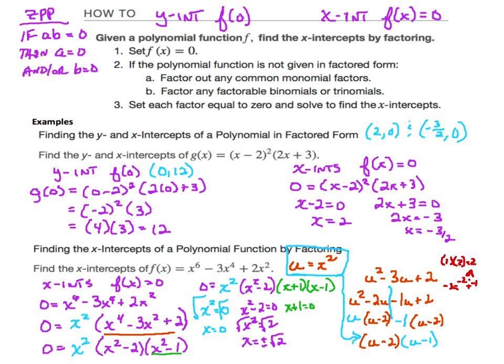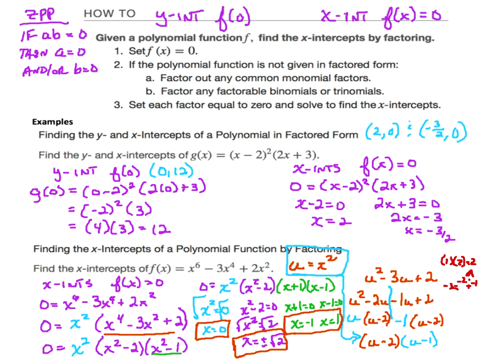Then I have x plus 1 equals 0, x minus 1 equals 0, x equals negative 1, and x equals positive 1. So I've got 4 zeros for this particular polynomial. I've got a 0 of 0, no, I'm sorry, I've got 5. I've got the positive square root of 2, the negative square root of 2, I've got positive 1 and negative 1, and 0.